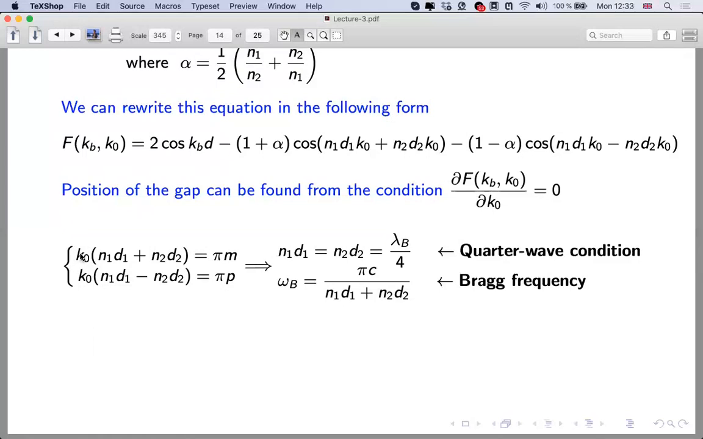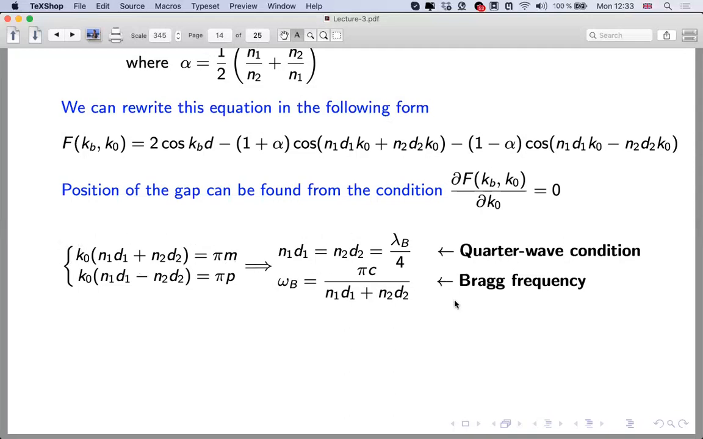2 pi over lambda multiplied by 2N1 D1. Okay, equal, I got it. And here I put M equal to 1. Equal to pi. Pi is cancelled out, and you see that N1 D1 equal to lambda over 4. It's just the solution of this equation. Okay, got it. Thank you.